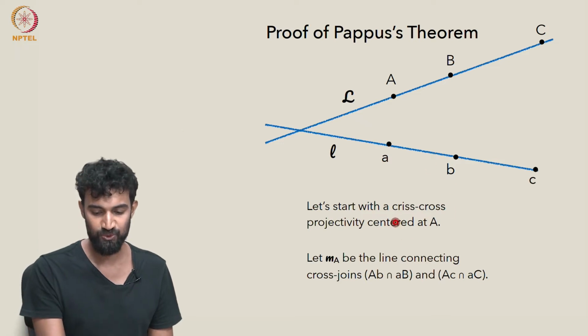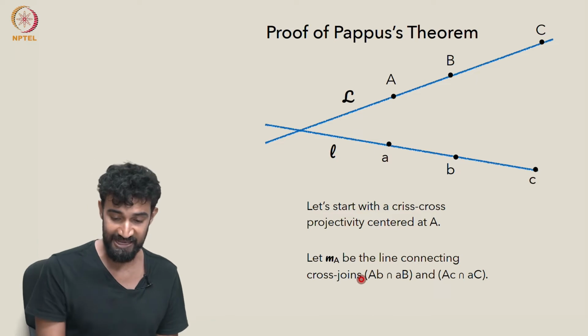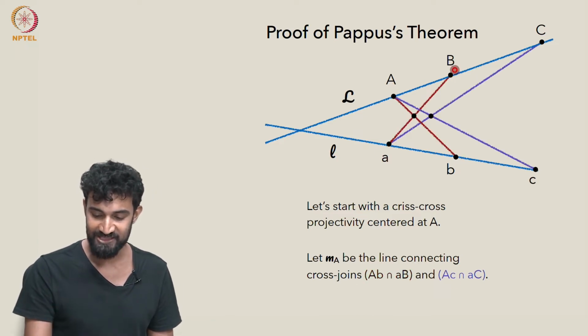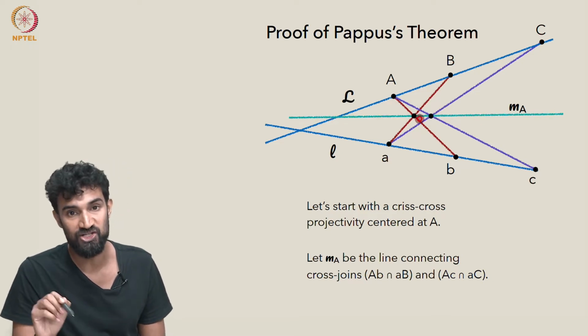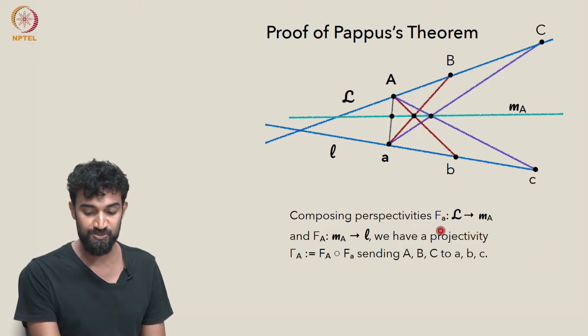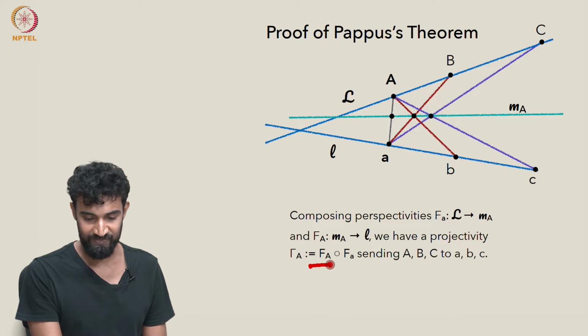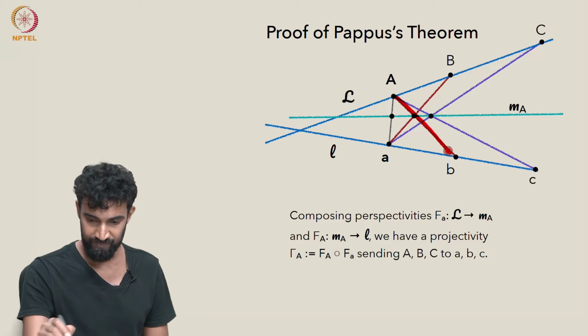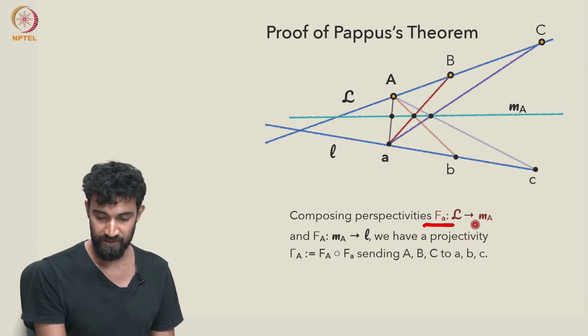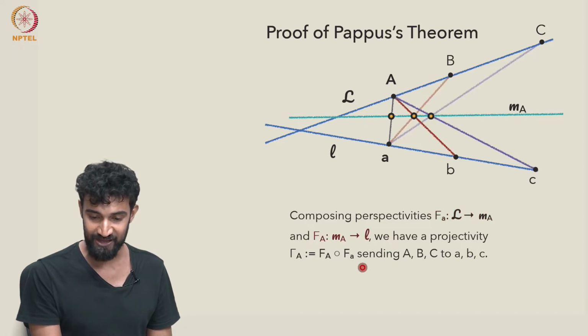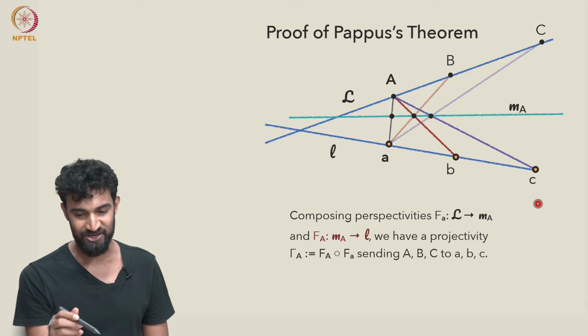So let's start with a crisscross projectivity centered at A. Let's let MA be the line connecting cross joins AB intersect little a capital B and AC intersect little a capital C. So let's let MA be that line that connects these 2 cross joins. And let's compose perspectivities F little a followed by F capital A. And that's going to send A, B, and C down to little a, little b, and little c. So we can see our points up here. F little a is going to pull those points down. Then F capital A from here, centered there, is going to push those points down all the way to little a, little b, and little c. So that's our crisscross construction centered at A.